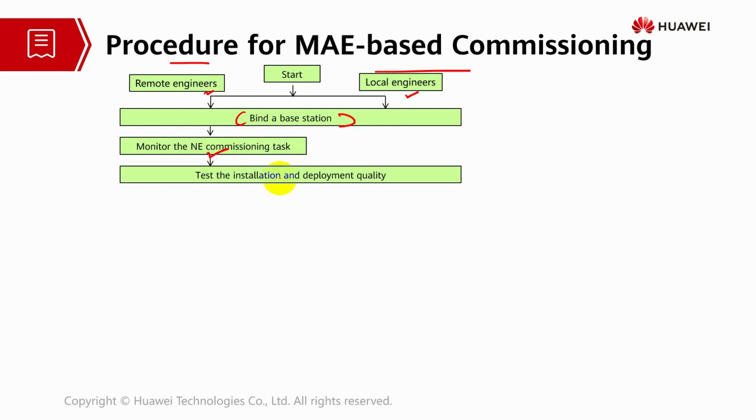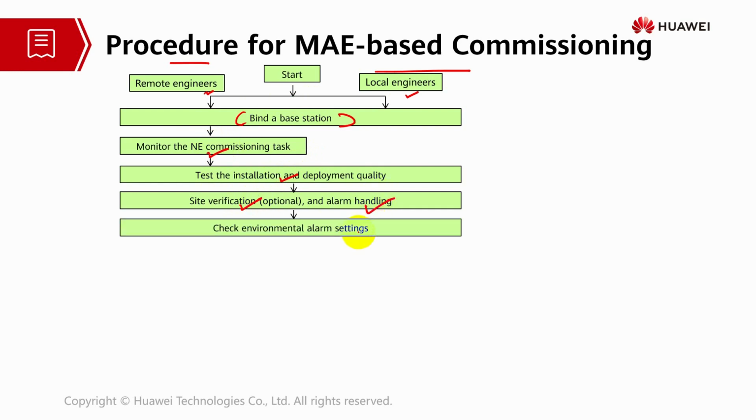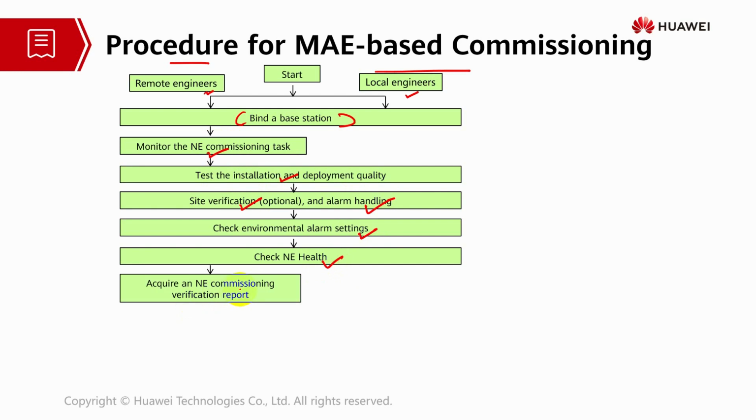They have to test the installation and deployment quality. There is a site verification, but this is optional, and also alarm handling if any alarm occurred after the process. Then they have to check the environmental alarm settings and check the health in case anything is missing after the commissioning is done. Then they have to acquire the commissioning verification report, to ensure that the plug and play task is complete.